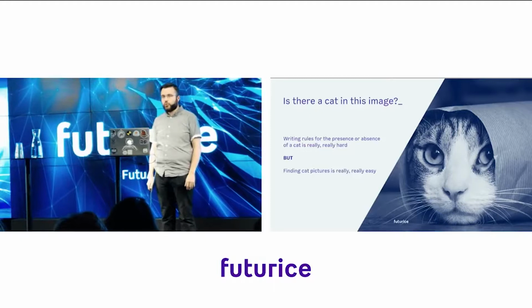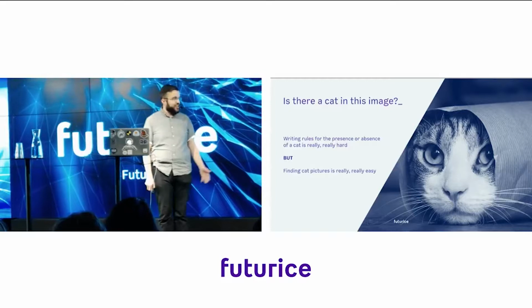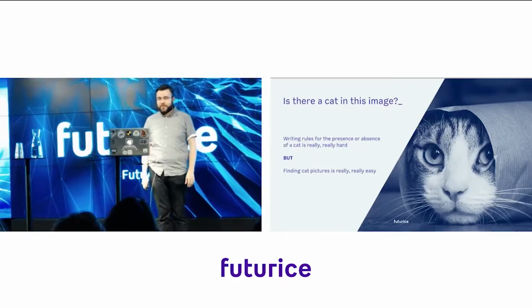Writing down the rules for catness of an image is pretty tough, because the cat could be wrapped in paper. The cat could be facing away from the camera. The cat could be somewhere in the corner. There can be a bunch of other stuff in the image.